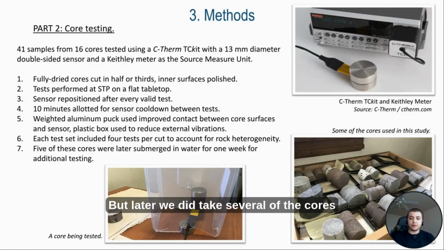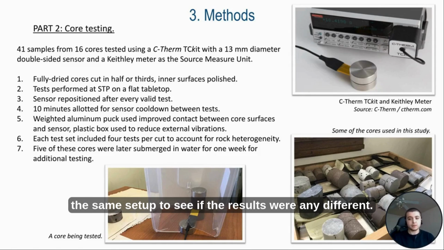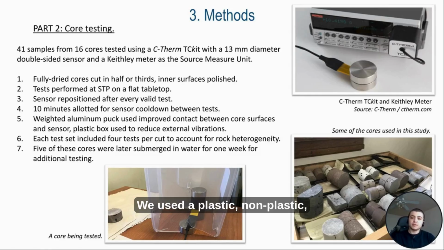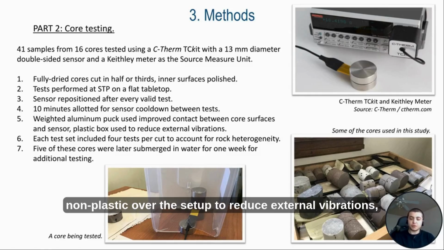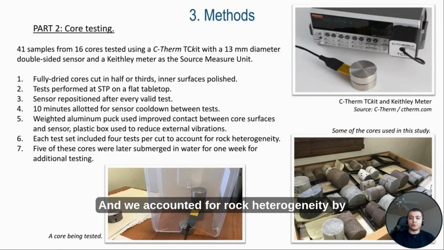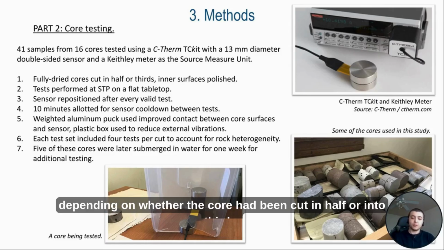But later we did take several of the cores submerged in water for a week and retested them with the same setup to see if the results were any different. We used a plastic box over the setup to reduce external vibrations, although that ended up not being very much of a problem. And we accounted for rock heterogeneity by retesting each core 4 or 8 times, depending on whether the core had been cut in half or into thirds.